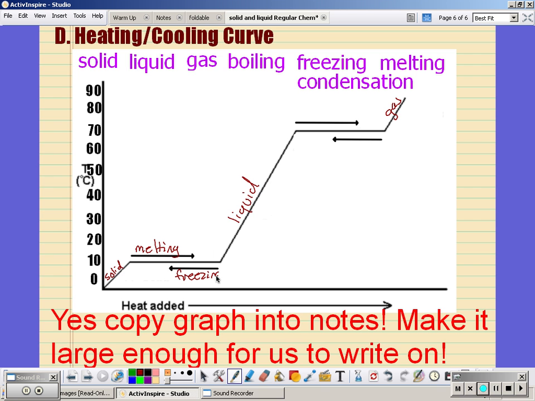So there are 3 diagonals to represent our 3 phases. The 2 plateaus, or flat portions, represent our phase changes. So both my melting and my freezing for this substance happen at 10 degrees Celsius. Now if I look at the other plateau, I'm going from a liquid to a gas, which is boiling, or vaporization, or evaporation. If I go from a gas down to a liquid, that's condensation. So both boiling and condensing happen at 70 degrees Celsius. So you'll need to be able to read off what temperature our phase changes occur at and be able to label the graph.